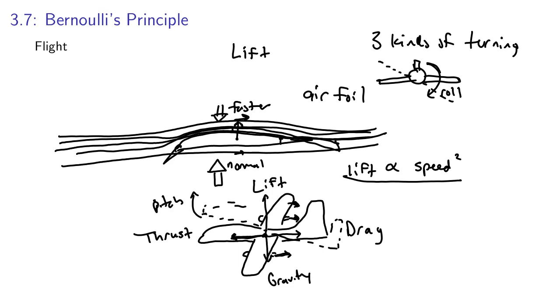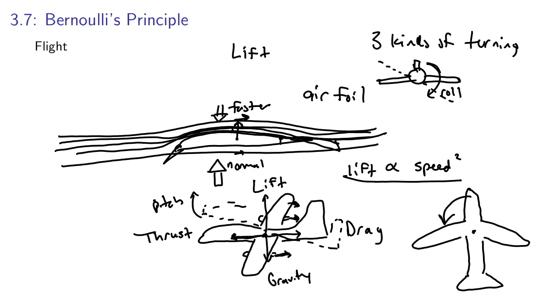And there's a third angle that a plane can turn. So if you think about the plane, looking at it from above, the plane can actually twist like this. And this kind of twisting is called yaw. I don't know if you've ever experienced a plane yaw. It doesn't feel very good.